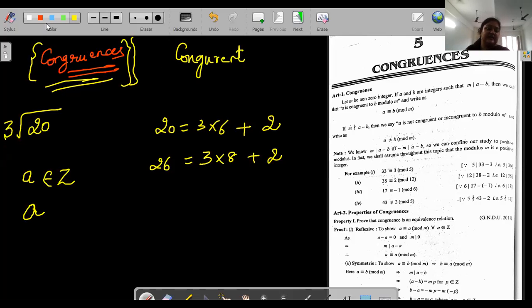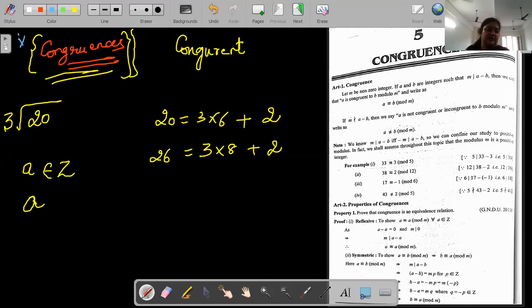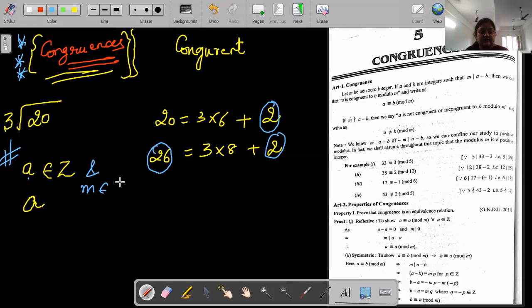So we have just started with congruences. Just now you have seen that when we divide 20 by 3, we get remainder 2. Similarly, if I divide 26 by 3, we get remainder 2. Now whenever we talk about any number, we are assuming it is an integer. Say suppose a is an integer, and m is also an integer, where m is not equal to 0.